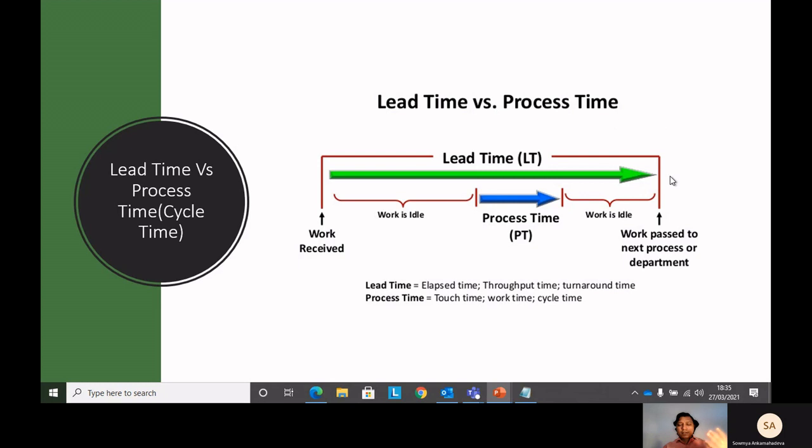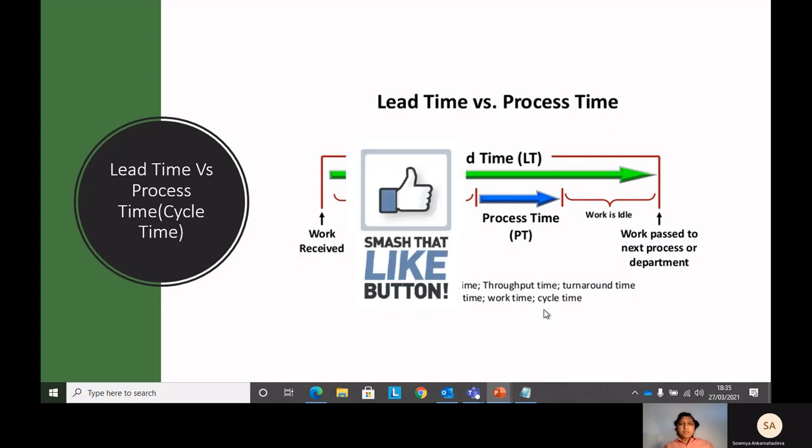This is what we normally take from the lead time and the process time. There are various other names for them. Sometimes people call it lapse time, throughput time, turnaround time. Sometimes we know them as touch time, work time, and cycle time.